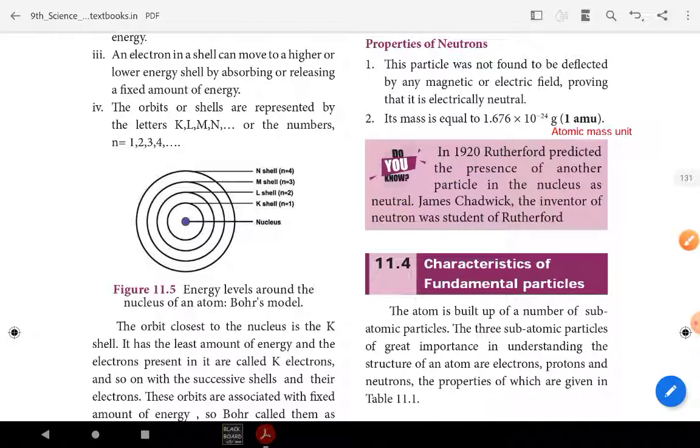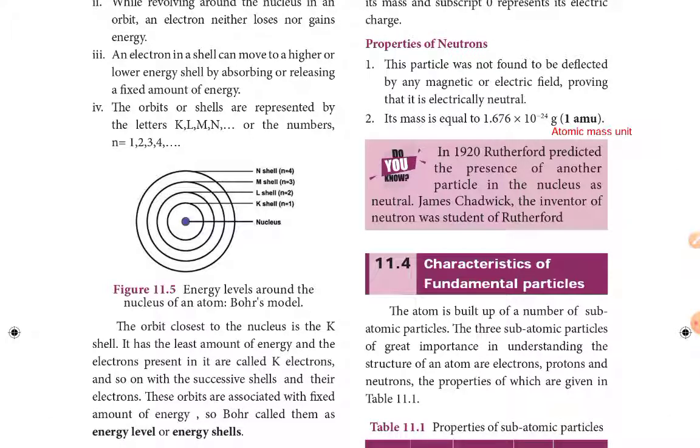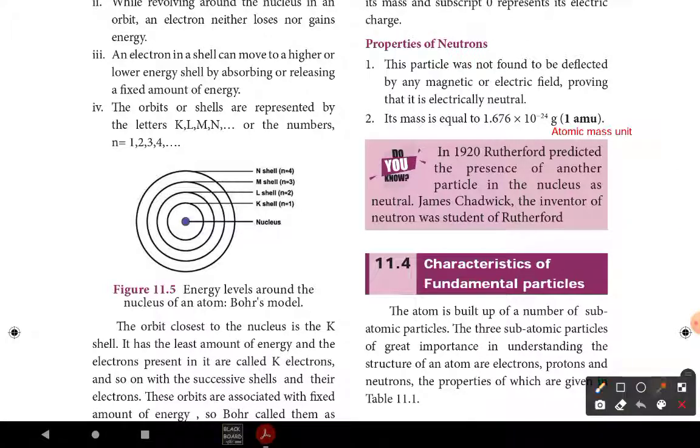What's given in the box here? Do you know? In 1920, Rutherford predicted the presence of another particle in the nucleus, and it is neutral. So when did Rutherford say it? In 1920 he predicted it beforehand: there is another particle in the nucleus, and it is neutral.